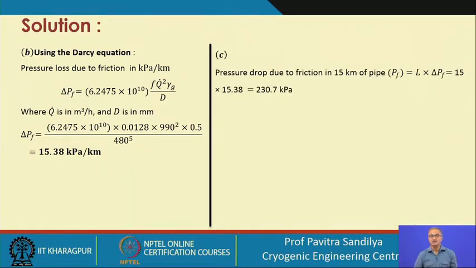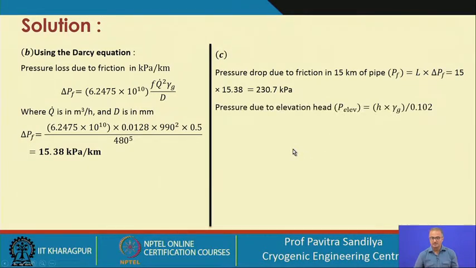Now, the C part is to find out the pumping pressure. First, we find out the total pressure drop in the pipeline by multiplying the length of the pipeline with the pressure drop per unit length of the pipeline.